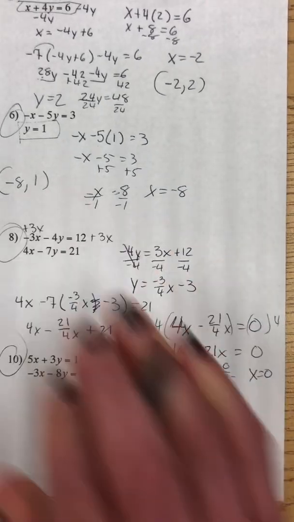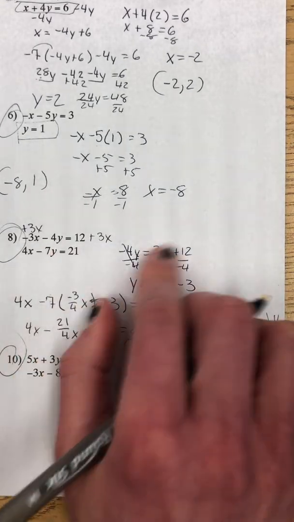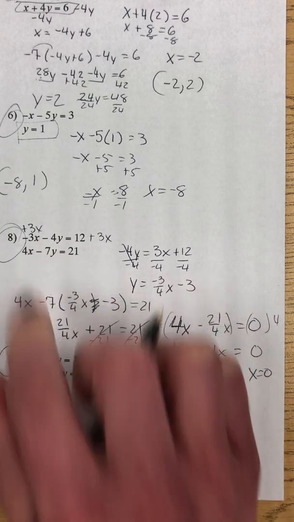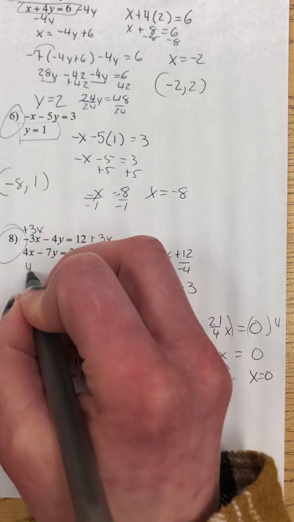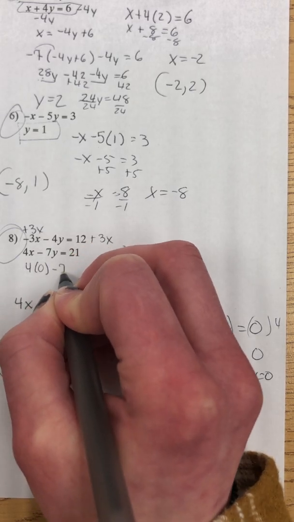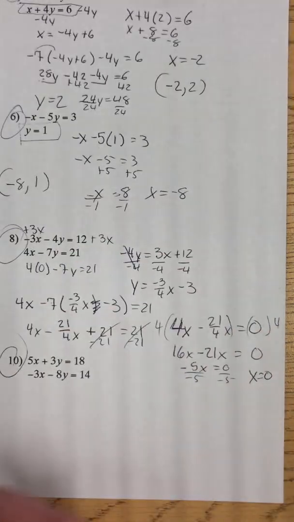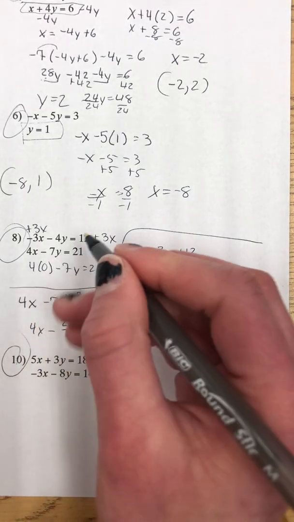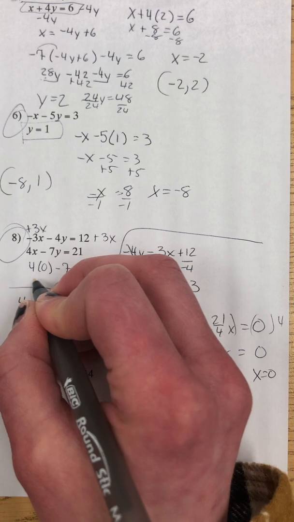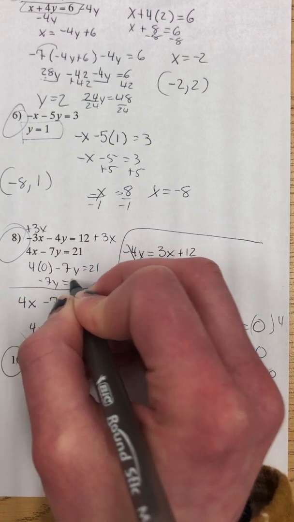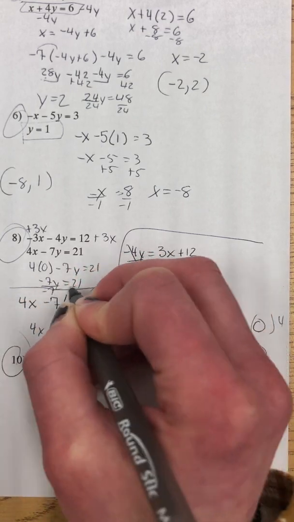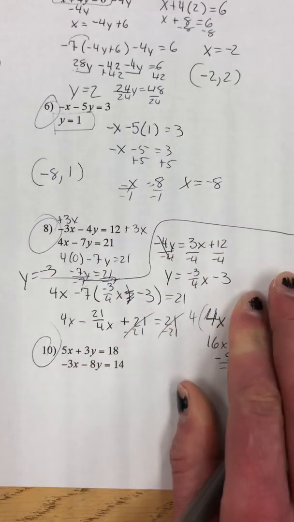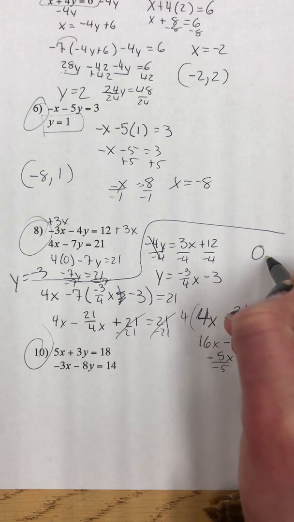We know what x is. We still need to solve for y. We're going to plug that into one of our equations. It doesn't matter which one. I'm going to choose this one. So x is 0, so we're going to do 4 times 0 minus 7y equals 21. 4 times 0 is 0. So that leaves us with negative 7y equals 21. We're going to divide by negative 7. 21 divided by negative 7 is y is going to equal negative 3. So our point is going to be 0, negative 3.